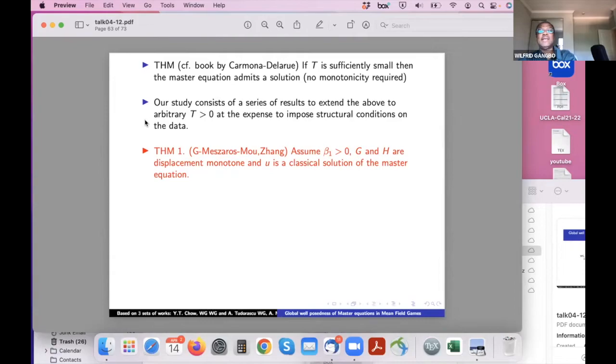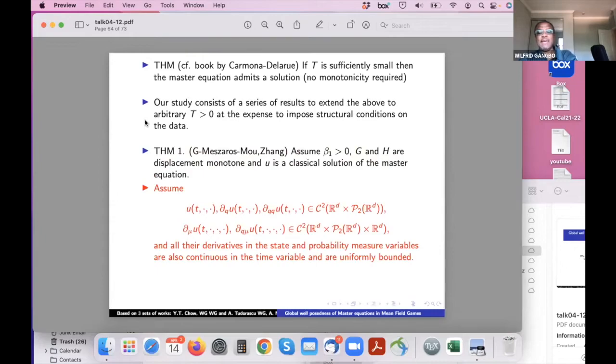We show that if U is a classical solution to the master equation, and if we have a control on the derivative of U at a positive time, then U is displacement monotone. So the strategy in the proof is the following. The strategy doesn't need beta greater than 0. You assume that G and H are displacement monotone. You look at the expression, the bilinear form, which characterizes displacement monotonicity for the value function.